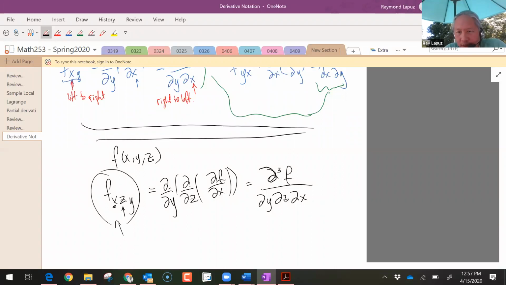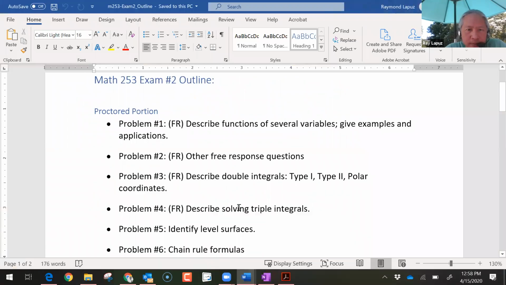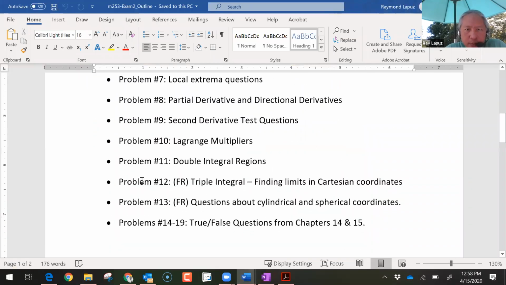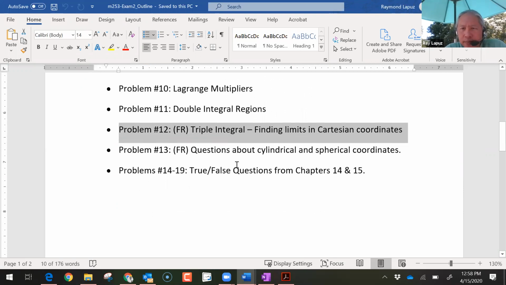Question number 12 of the exam. Which part, the web sign or the proctored? Proctored, number 12. Triple integral. Let's see. What can we say about this?